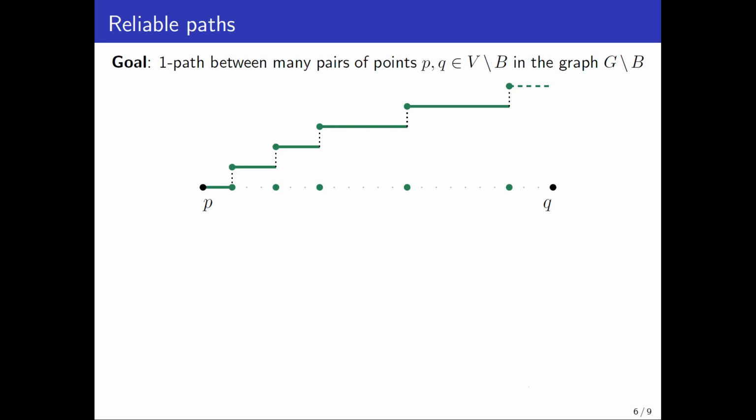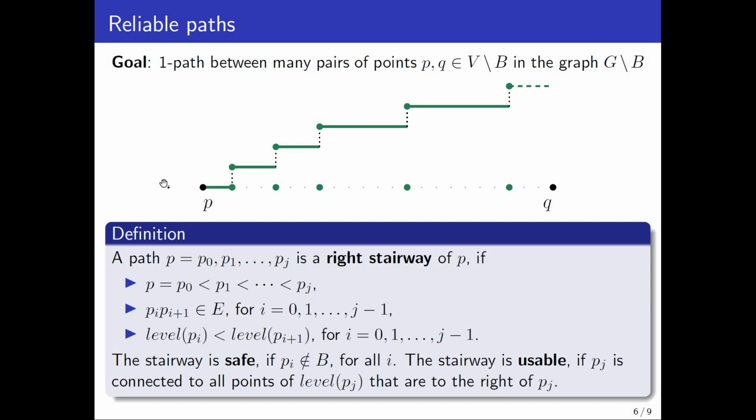Now, we need to show that there are monotone paths between the majority of the points in the residual graph. In order to do this, we use a very intuitive idea, which is depicted in the figure. This is a path that we call a stairway, or, more precisely, a right stairway of point p. This is a monotone path starting from p, which goes to the right, and it's not only going to the right, but also climbs up in the level structure of the graph. This means that the next point is always present in some higher level than the previous one.